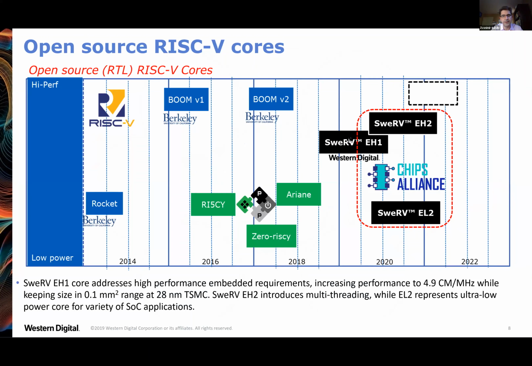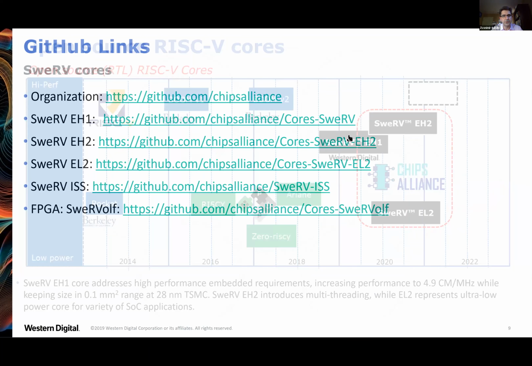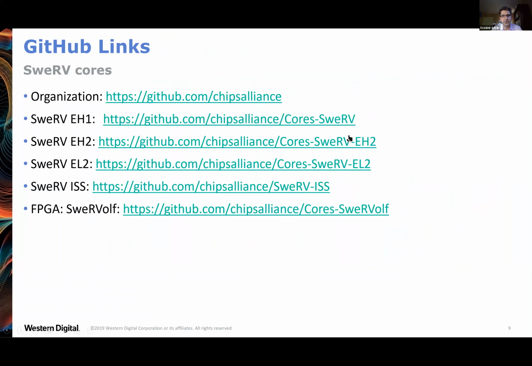In terms of GitHub links, I think Ted will post them in the chat box. So these are the links for the CHIPS Alliance GitHub, as well as cores, BoD generations, the instruction set simulator, and the SweRV FPGA FuseSoC-based package manager, which is very useful to get you quickly started on synthesizing FPGA images, and a popular Nexys A7 board is supported.